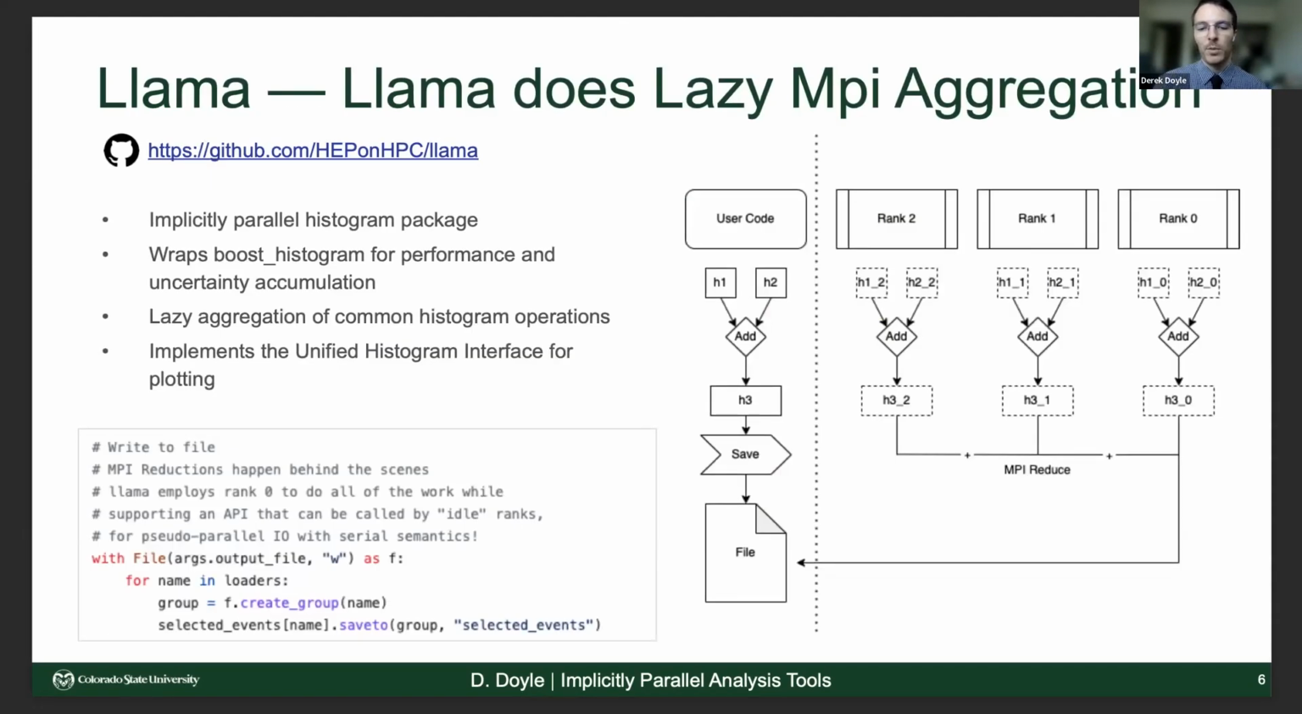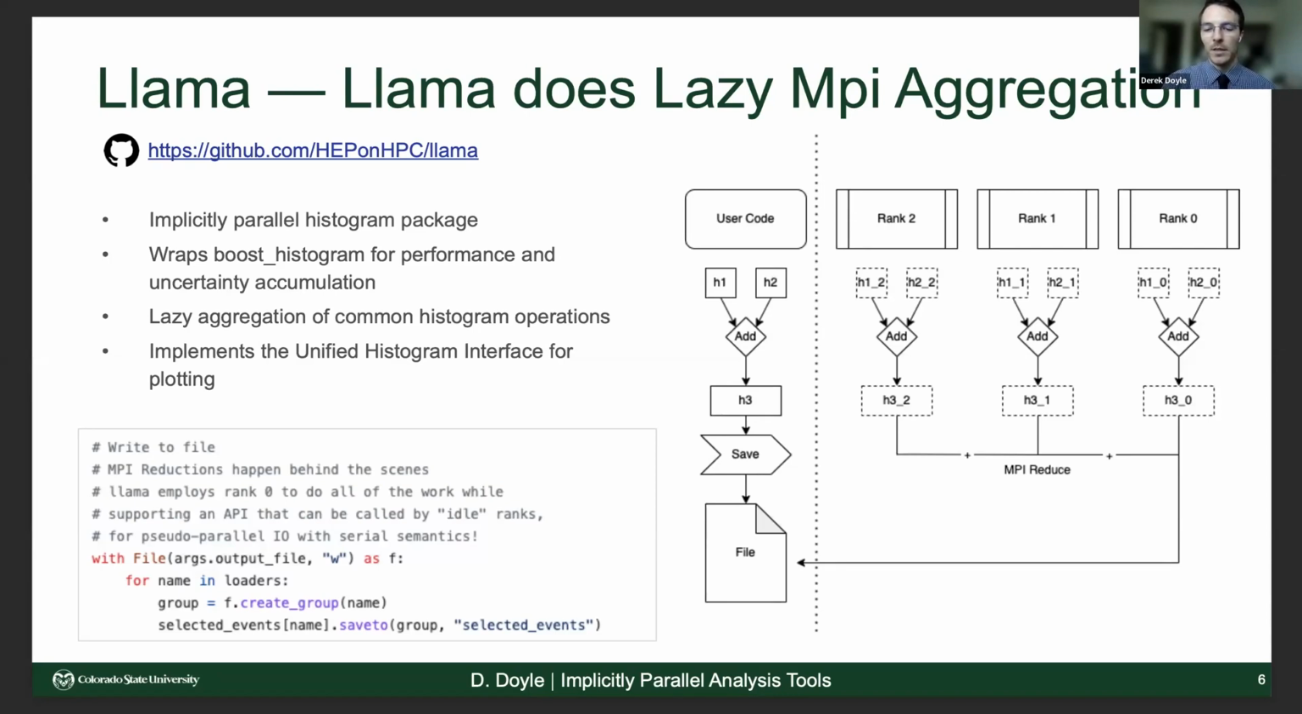We're also developing an implicitly parallel histogram package that we call Llama, just to stick with the animal theme. It wraps boost histogram for performance and feeds from the pandas data frames returned by PandAna. Reduction operations here are performed lazily for common histogram operations based on the arithmetic properties of those operations, which you can see illustrated in this flowchart.